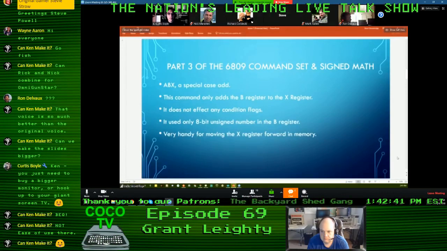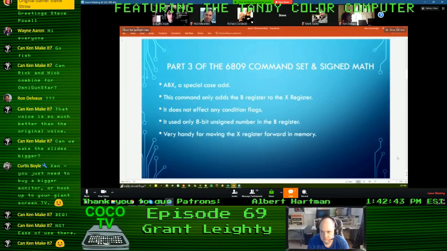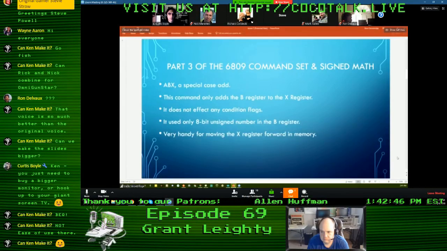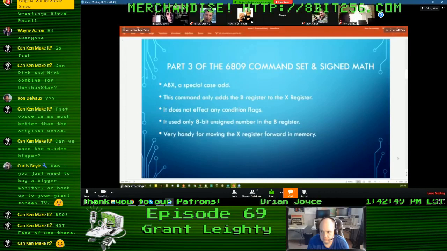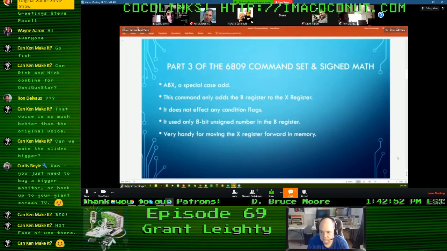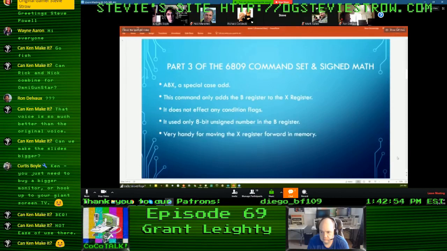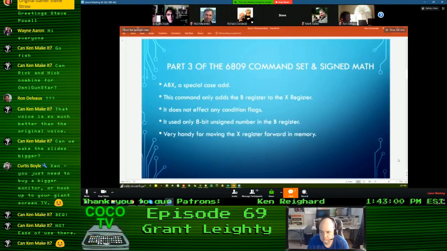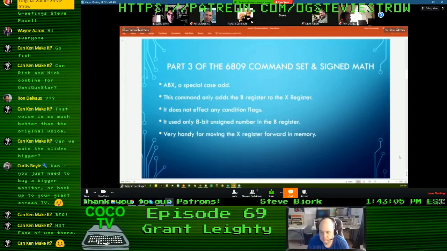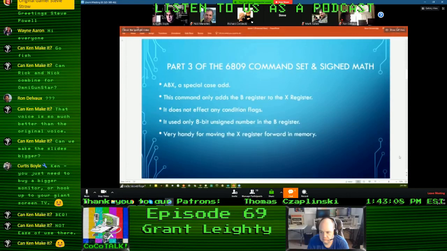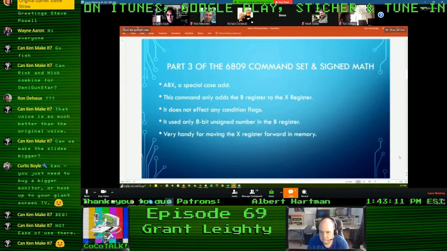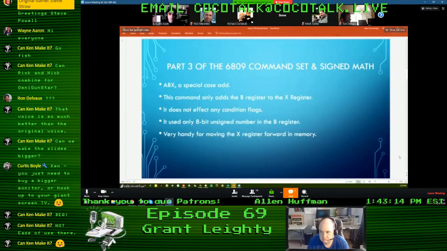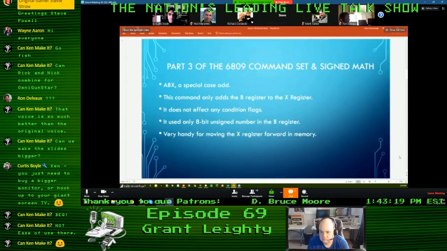It's also very specific because it doesn't affect any of the condition flags after it adds to it. It doesn't change the contents of the B register. It only changes the X. And it's what's known as an 8-bit unsigned number, which we're going to get into in a moment. But if, for example, you've got the number 32 sitting in B and you do an ABX, X is now 32 bytes later. Gee, that's the number of bytes in a scan line in a CoCo 1 and 2 graphics high res mode. So it's very handy for that.